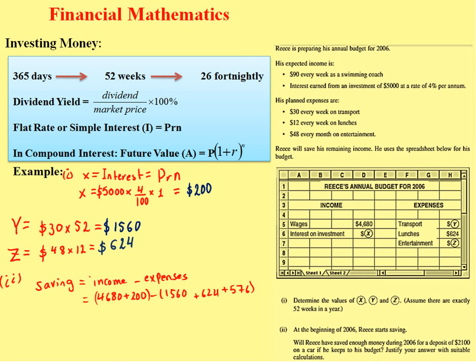We have an income of 4,680 plus 200 from the investment. Take away the expenses, which is transport, lunches, and entertainment. That would give me 4,880 as an income. Take away 2,760, and that would give me 2,120. That's $20 above. So yes, he saved enough money for a deposit.